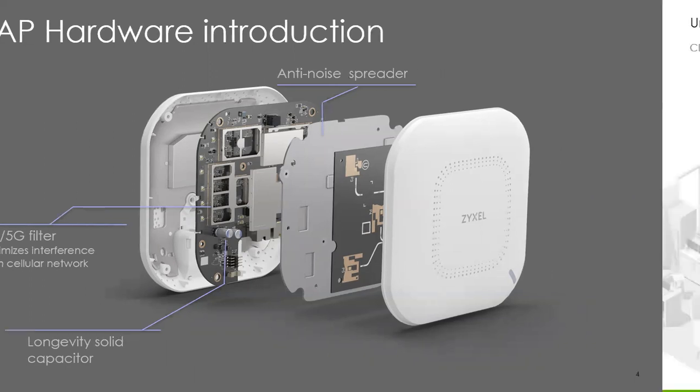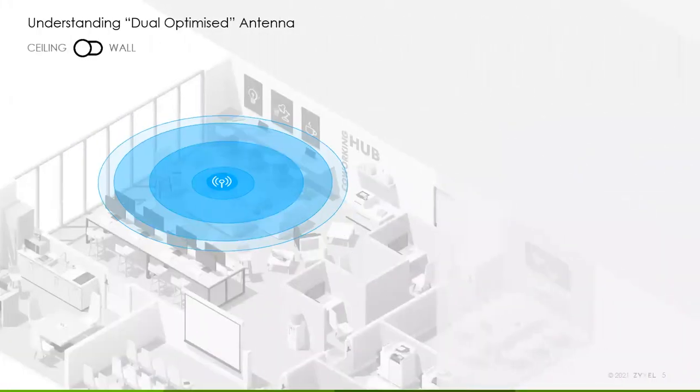So now we'll start talking a little bit about some of the technology. One of the terms you may see when you're looking at our access point data sheets is something called dual optimized antennas.